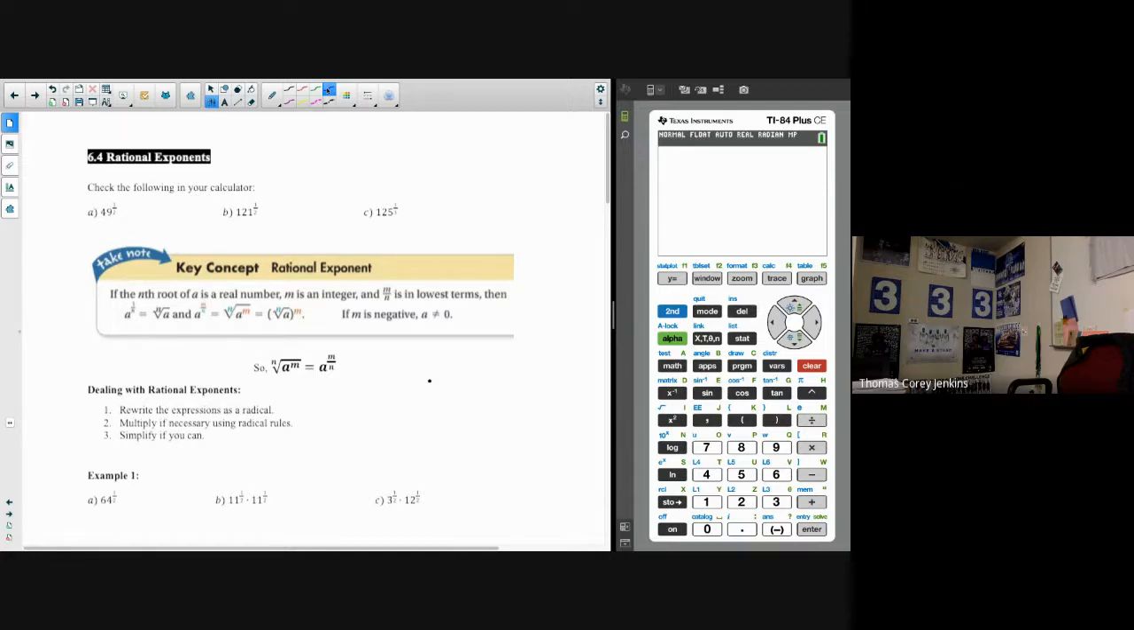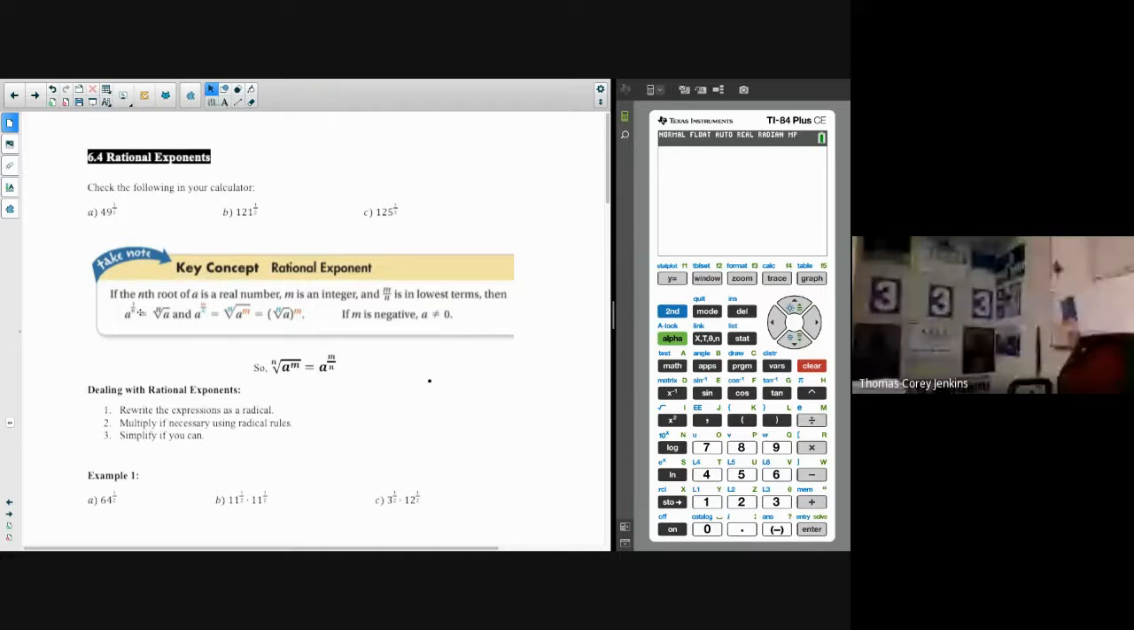So this lesson is all about rational exponents. Your learning target is to be able to use rational exponents, understand what those mean, and more specifically understand how those relate to what we have already learned.